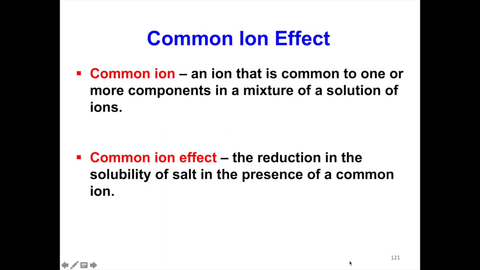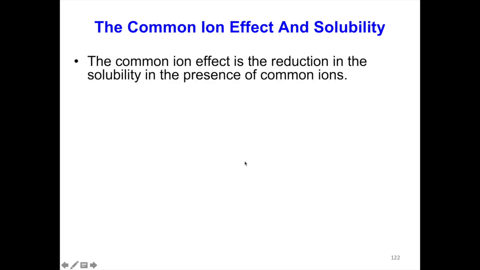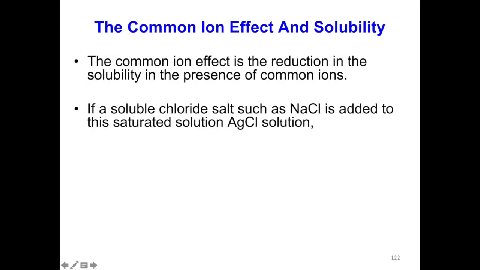Common ion effect. A common ion is an ion that is common to one or more components in a mixture of a solution of ions. The common ion effect is the reduction in the solubility of a salt in the presence of a common ion. So let's say a soluble chloride salt such as sodium chloride is added to a saturated solution of AgCl. Let's see the equations first.